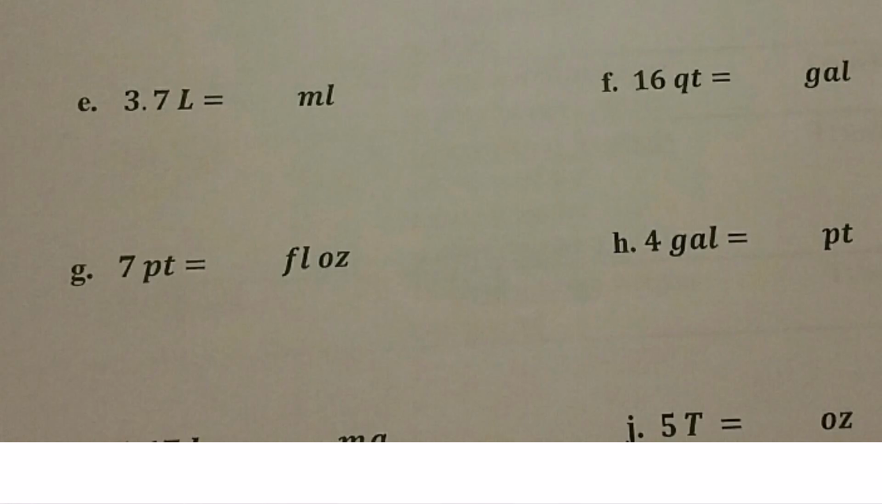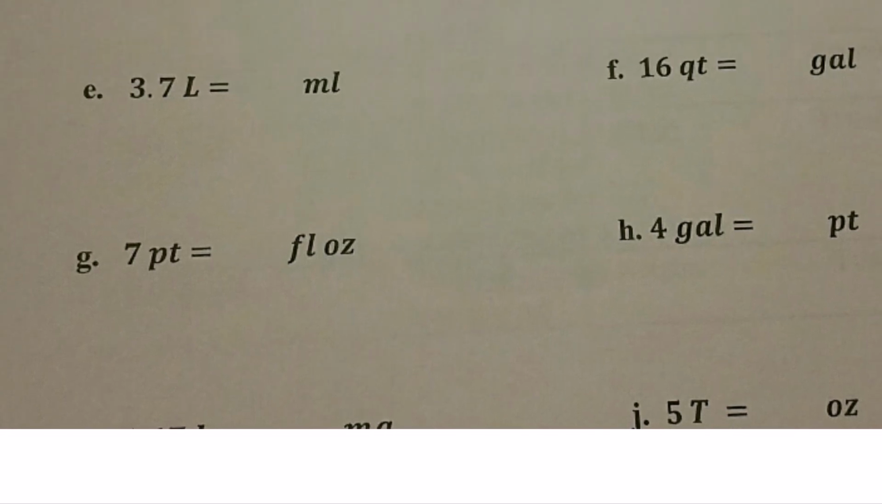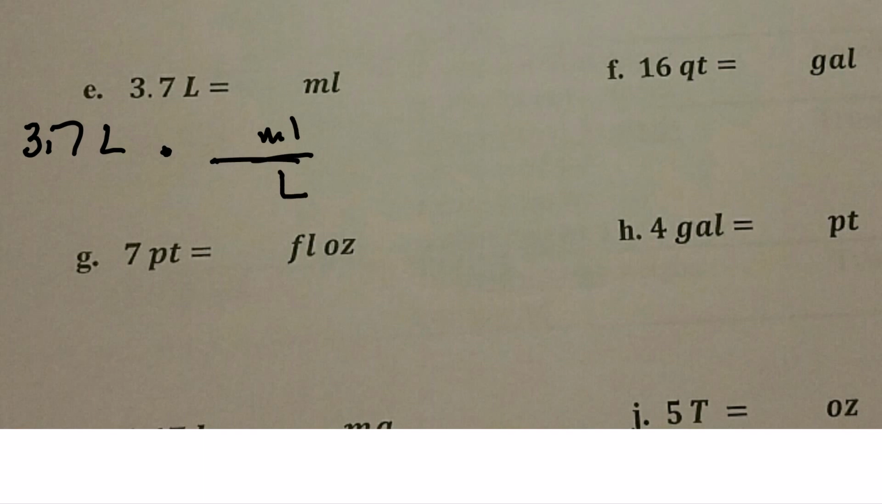Alright, E, we have 3.7 liters. We're going to turn that into milliliters. Like I said, I don't ever like to think about what's bigger or smaller, but I know that 3.7 is larger, so I'm going to multiply to get milliliters. So you could just multiply by 1,000 if you want. The easiest way for me to think about it is I'm just going to put 3.7 liters, and I'm going to multiply. I want milliliters to end up with. I want liters on the bottom because then they're going to cancel.